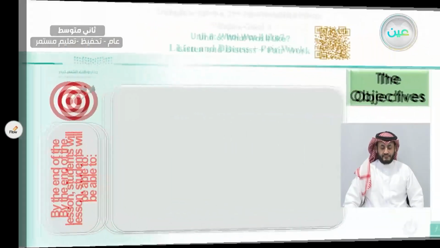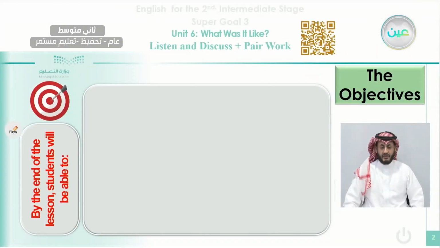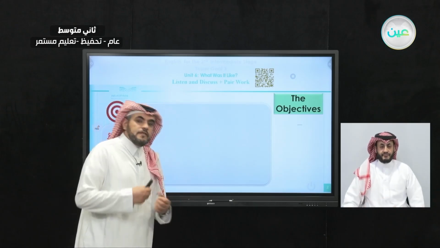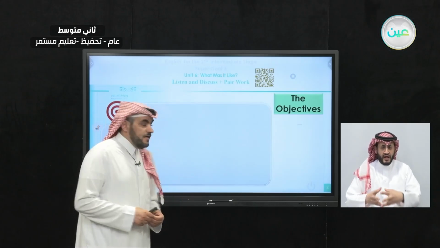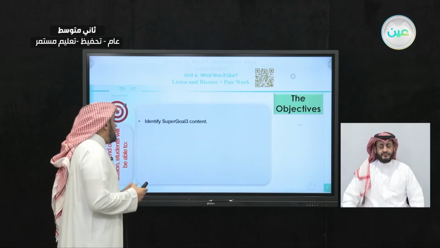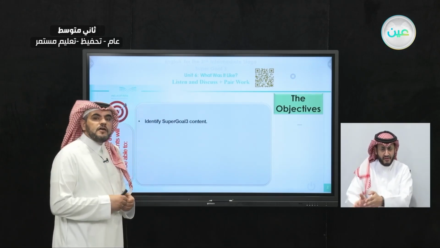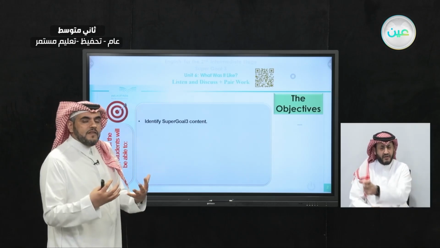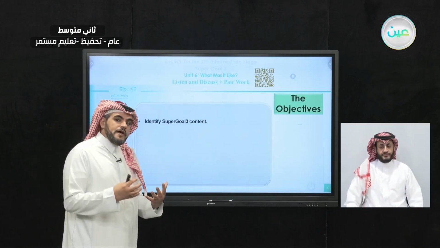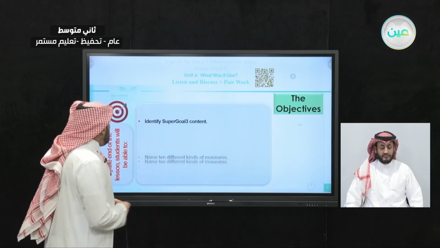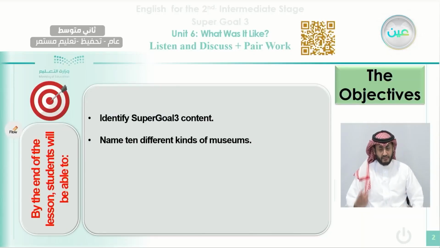Let's start our class today by reviewing the plan, the objectives. What are we going to achieve at the end of this class? At the end of the class, the students will be able to identify Super Goal 3 contents, what things this nice book, Super Goal 3, has. Also, the student will be able to name 10 different kinds of museums.